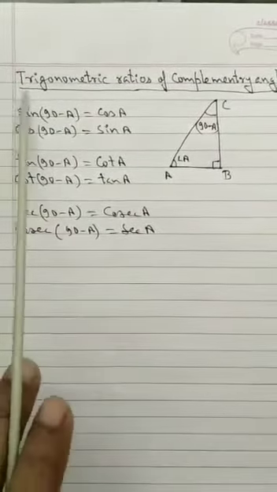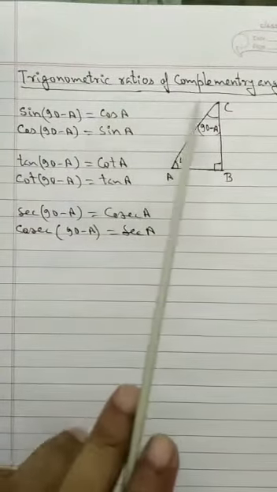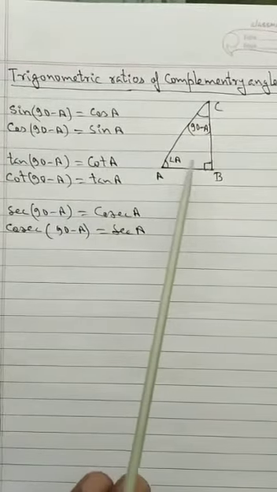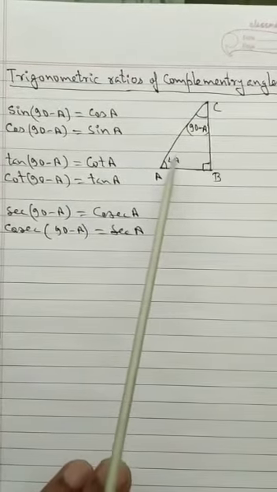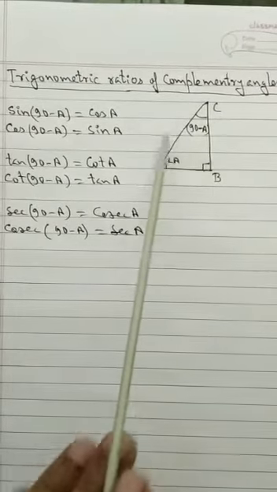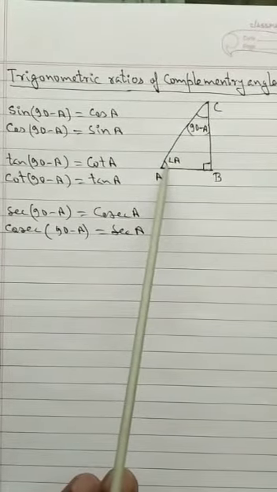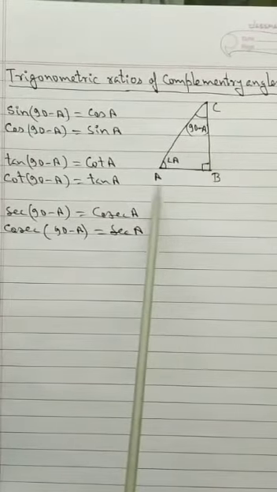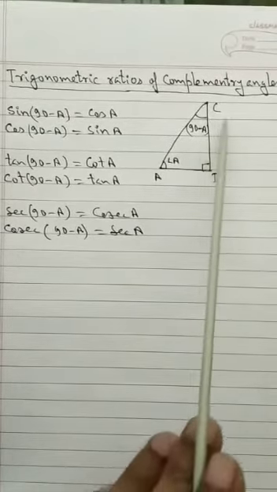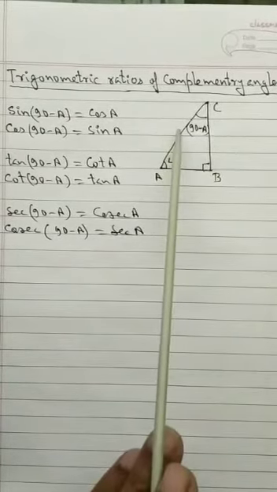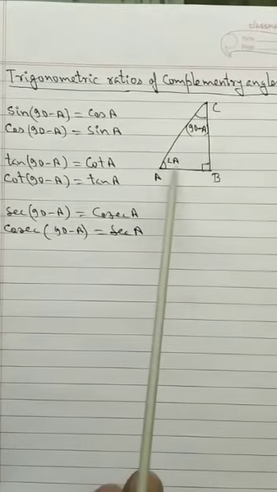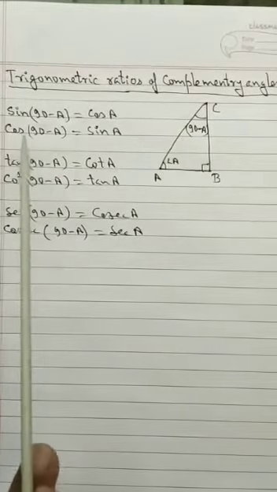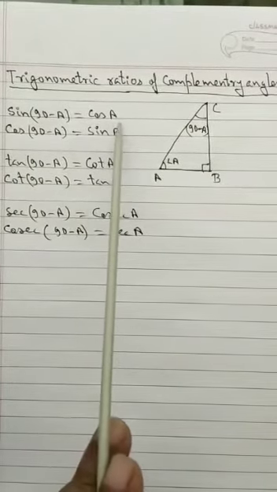Now, trigonometric ratios of complementary angles. In this, if I have taken angle A, then the value of sin A is BC upon AC. And if I take sin 90 minus A, then for that this is the perpendicular and this is the hypotenuse. So sin 90 minus A is equal to AB upon AC. And cos A is equal to AB upon AC. So in both cases AB upon AC. That's why we can write sin 90 minus A is equal to cos A.